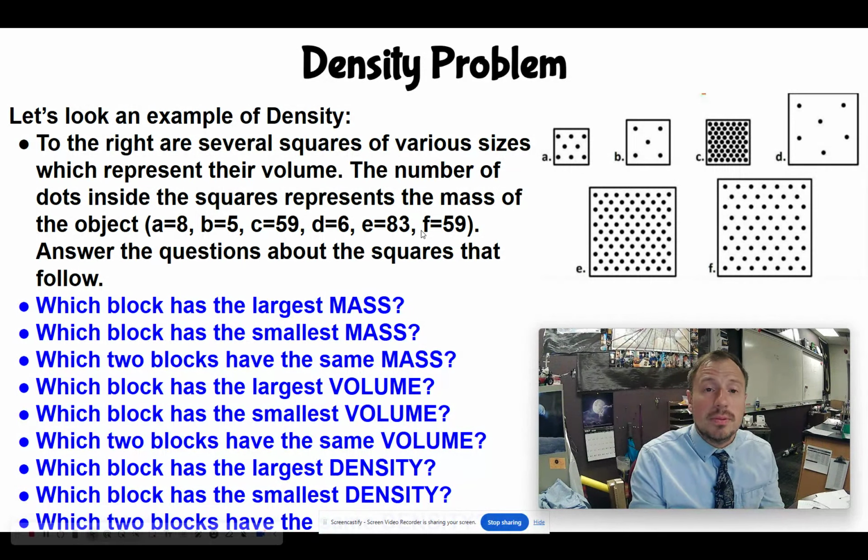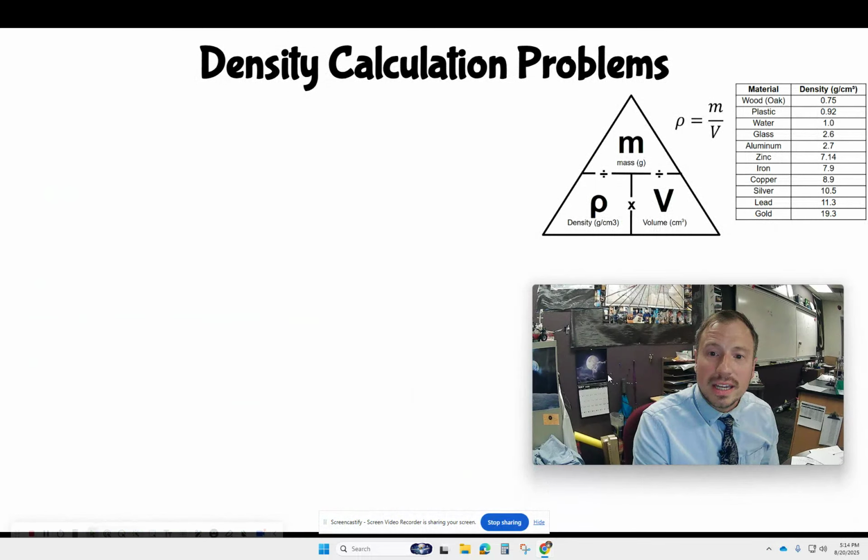So those two would probably be the same material, right? This is just a great representation of mass, volume, and density. Now let's calculate some problems.